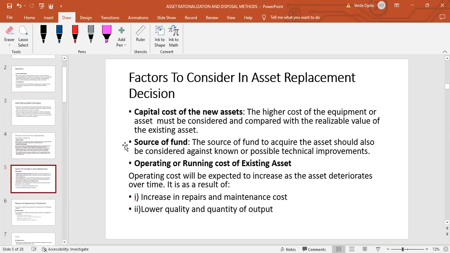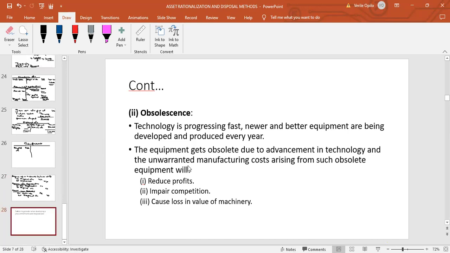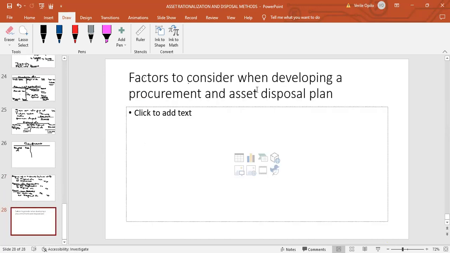So when you're developing your asset plan, you need to take those factors into consideration. For example, the capital cost of the new asset, how much is it going to cost you? You are expected to consider again the sources of the funds. You're supposed to consider the operating or running costs of the existing assets. You are expected to consider those technological factors, the tangible factors, and then the financial factors. Those are the ones regarded as the factors to consider when you're developing the procurement and asset disposal plan.